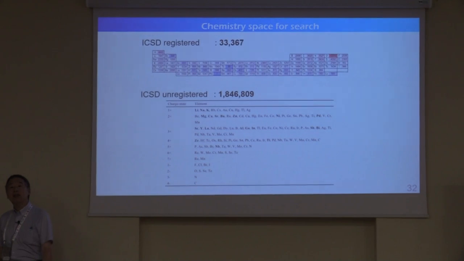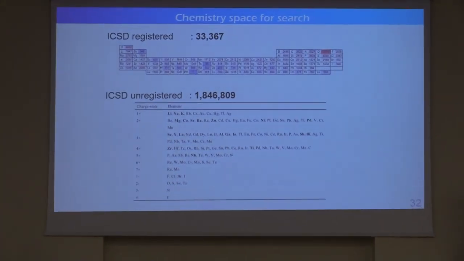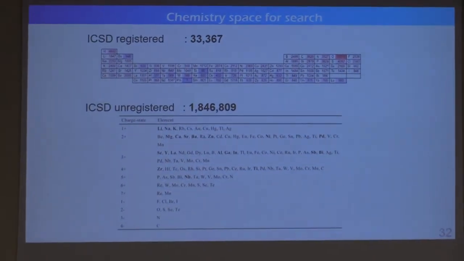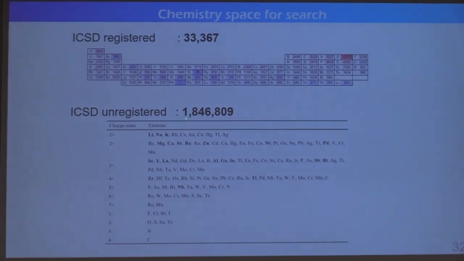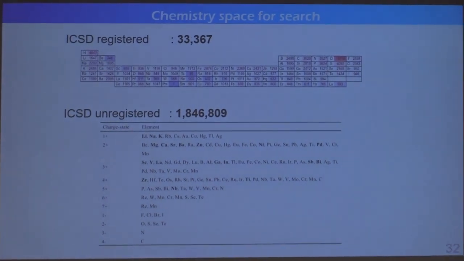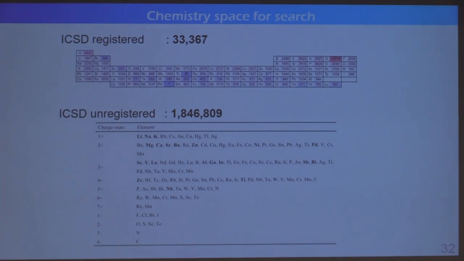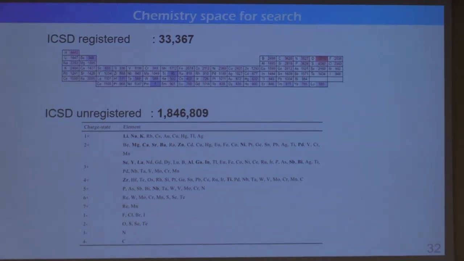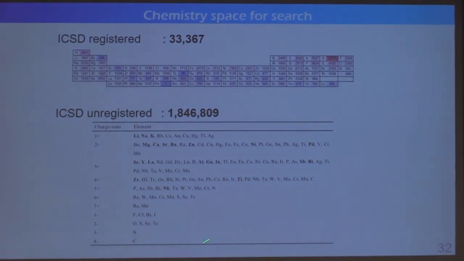So for that purpose, we use the initial data set of 33,000 ICSD registered compounds. And our search space was something like 1.8 million chemical compositions composed of these elements.